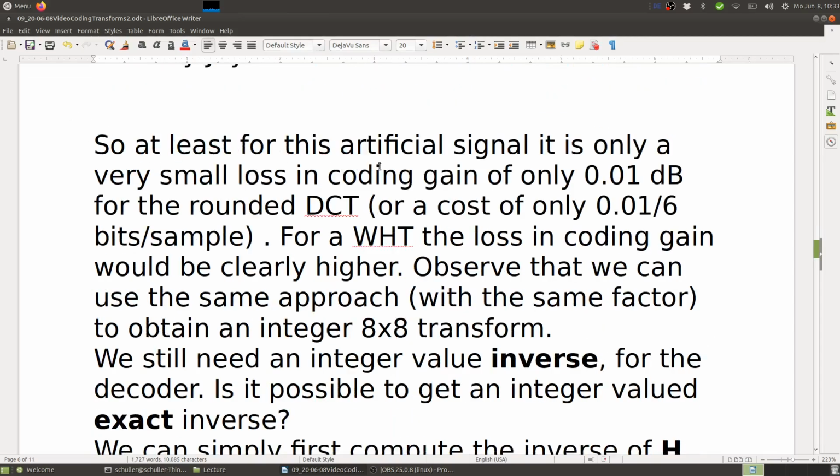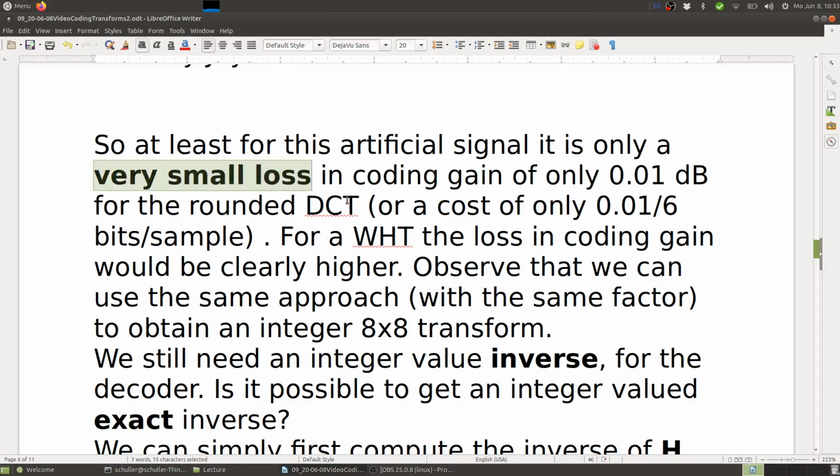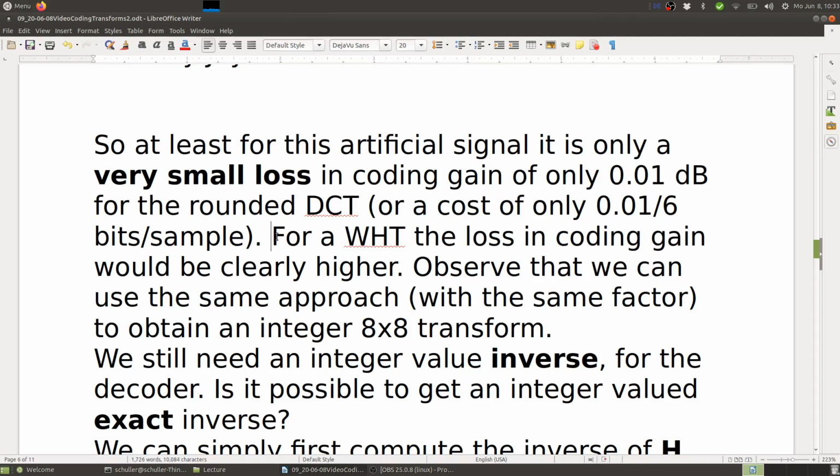So at least for this artificial signal, it is only a very small loss in coding gain of about 0.01 dB. So here you get a very small loss for this rounded DCT, or a cost of only 0.016 bits per sample. So not much. And that's good. That's what we want. That means we can do it.